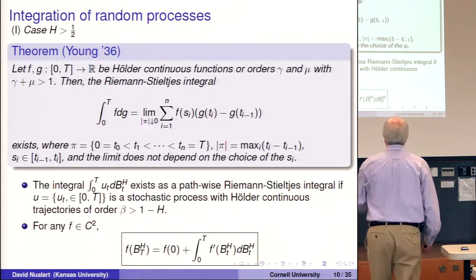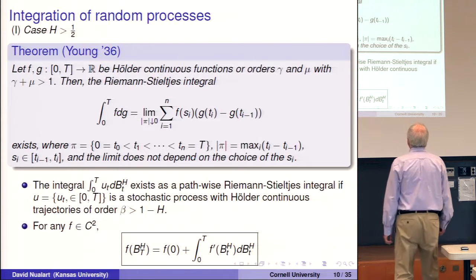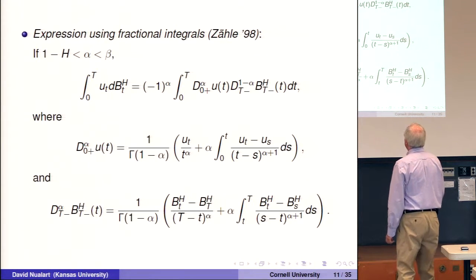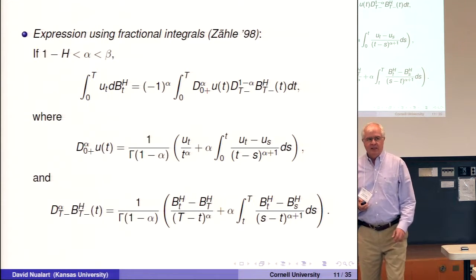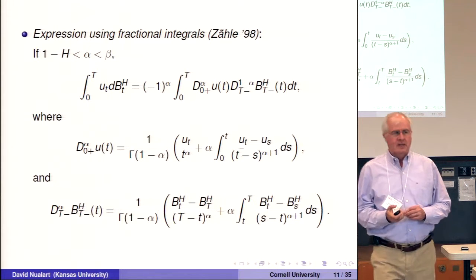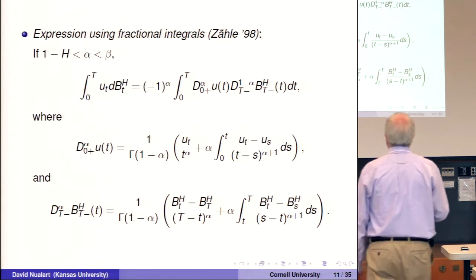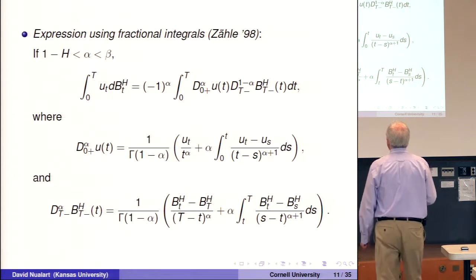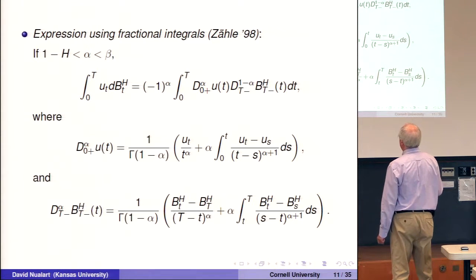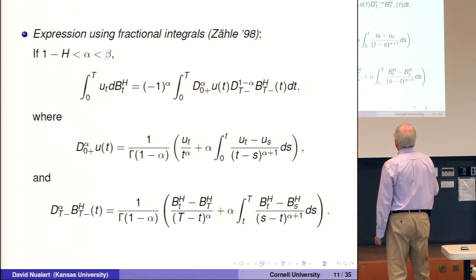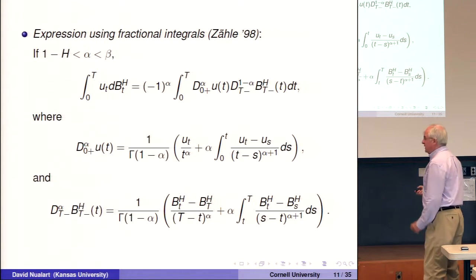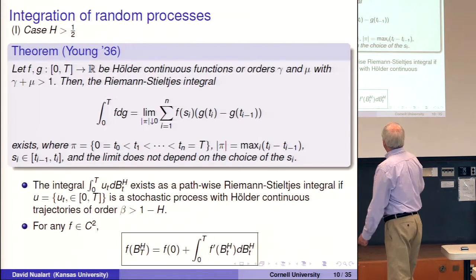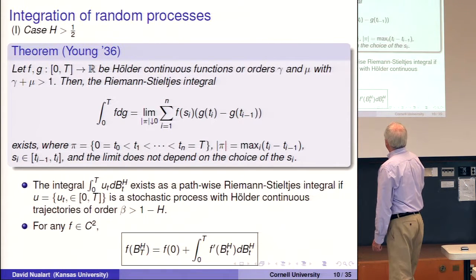And so this is another approach to this case that is a little bit different. It was introduced by Zähle in '98, which is based on fractional calculus. So you can define this integral the following way. Suppose that you take alpha between 1 minus H and beta. Beta is the Holder continuity of u, remember. And then you define the integral in that way. And it turns out that under the assumptions of Young's theorem, this integral coincides with this one.